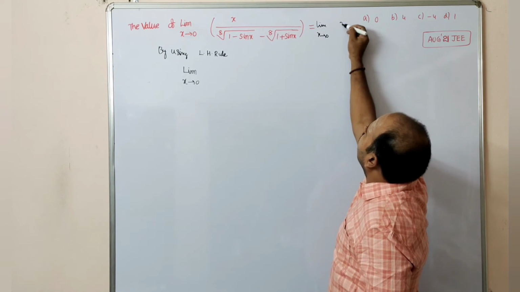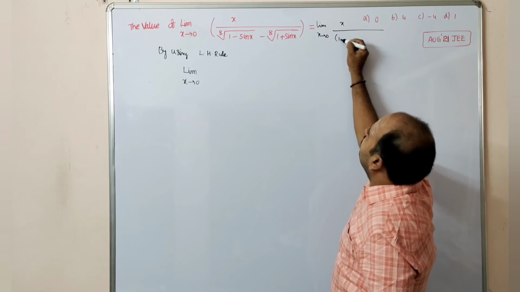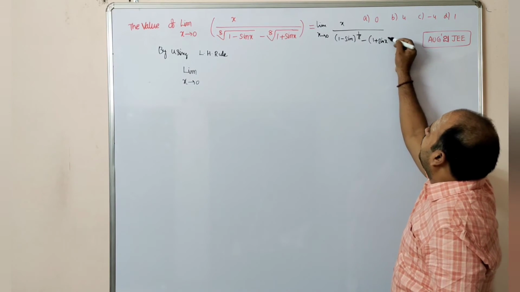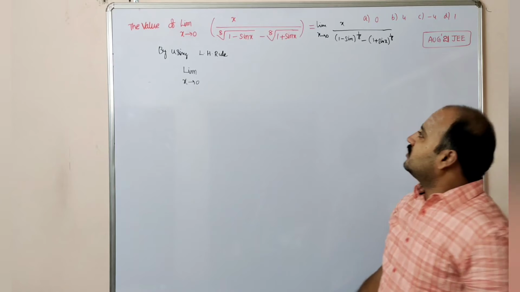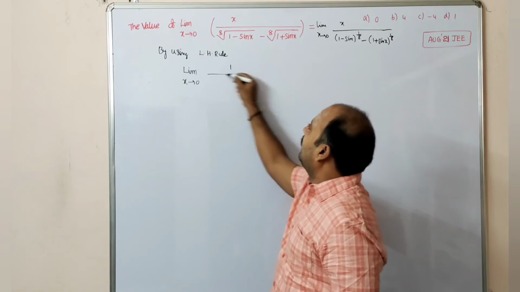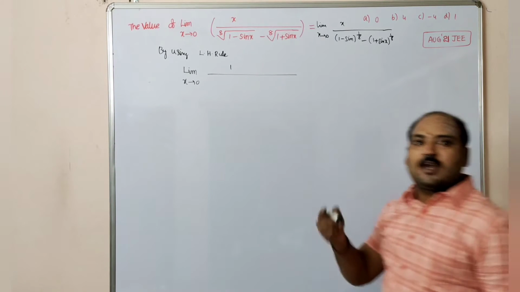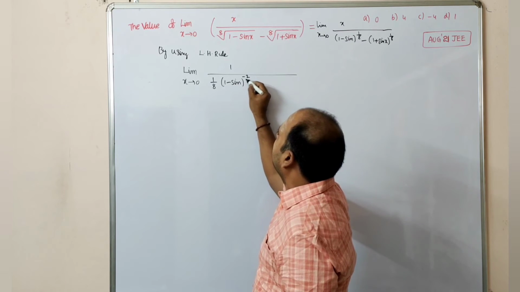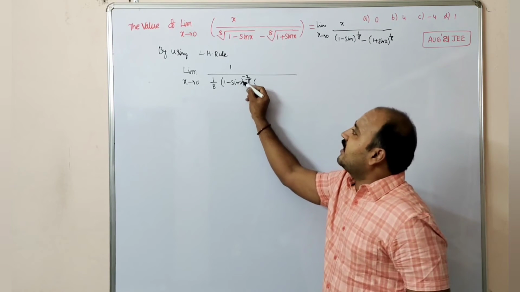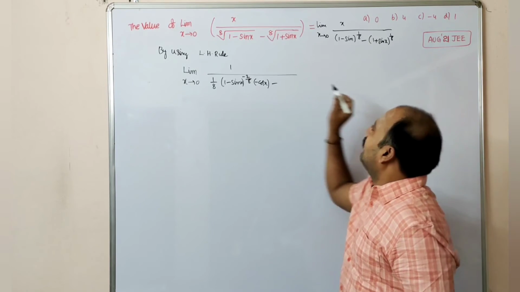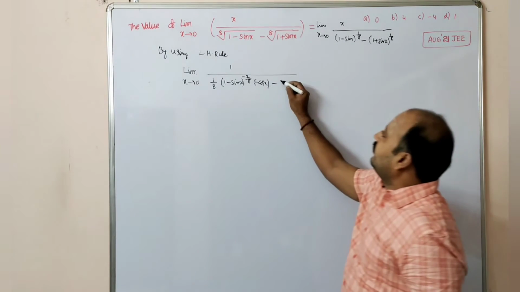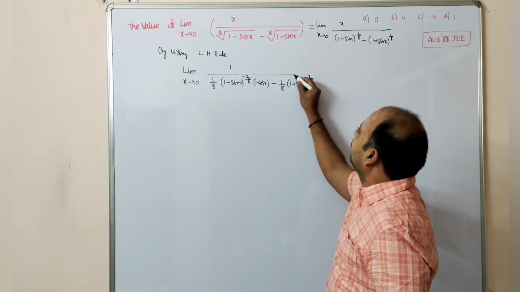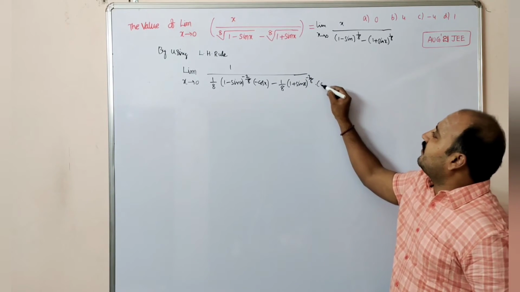Limit x tends to 0, x by 8th root means (1 minus sin x) whole power 1 by 8, we can write like this, minus (1 plus sin x) whole power 1 by 8. So, the derivative is 1 by 8 into (1 minus sin x) whole power 1 by 8 minus 1, that is minus 7 by 8. Again, minus sin x derivative is minus cos x. Minus (1 plus sin x) whole power 1 by 8 derivative is 1 by 8 into (1 plus sin x) whole power minus 7 by 8. Again, sin x derivative is cos x.